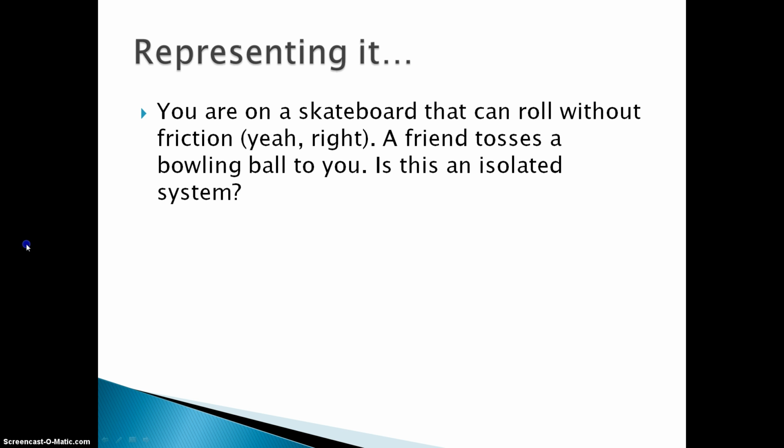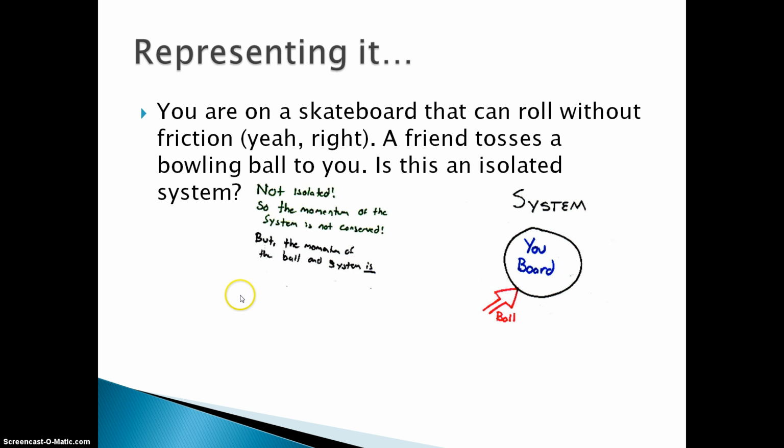What matters, however, is this picture here. The system is something that says circle, and that's you and the board. This arrow shows that something is entering your system, thus giving it momentum and motion. So the momentum is not conserved inside the system because the ball is going to give momentum to the system. My explanation is right here. However, momentum is not conserved in a non-isolated system, but if we include the ball right before it comes in, we can see the momentum of the system and the ball is conserved.